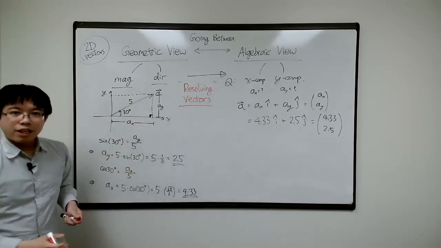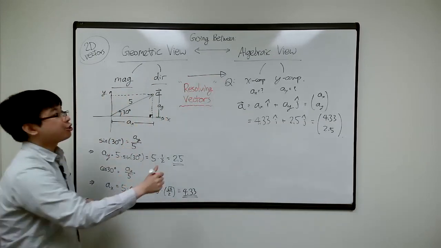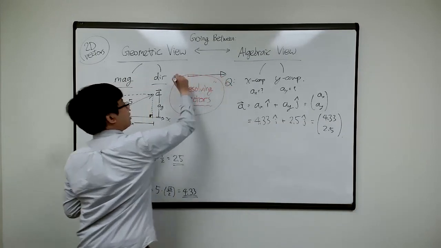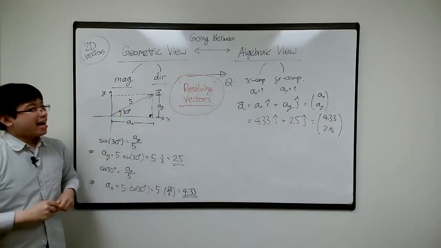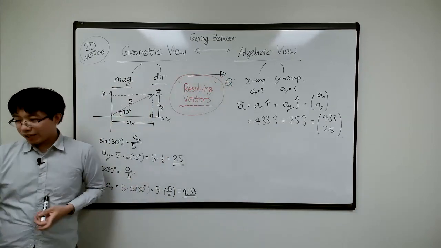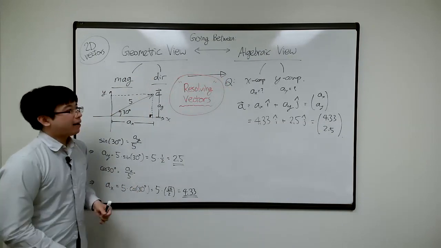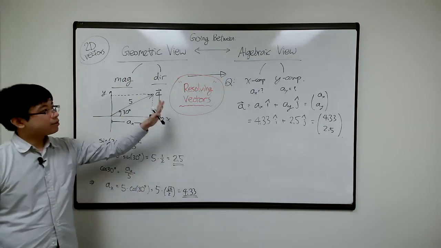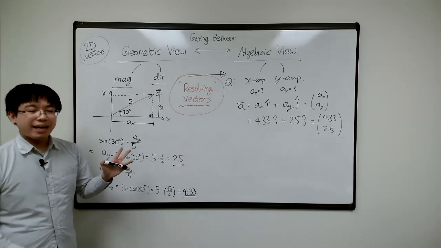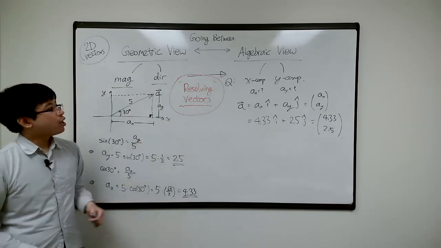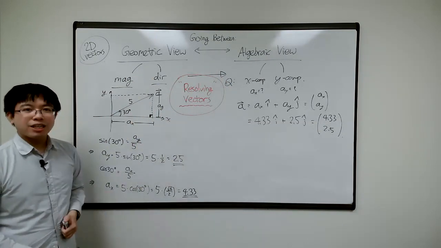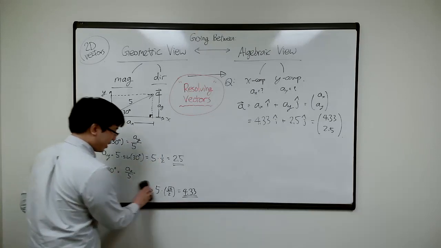This process of going from geometric to algebraic is called resolving vectors, okay? And we'll do a lot of them as we go on. As we go on in physics, we'll do a lot of resolving vectors, so it's good to familiarize yourself with this procedure. So let me give you one more example before we call it a day.